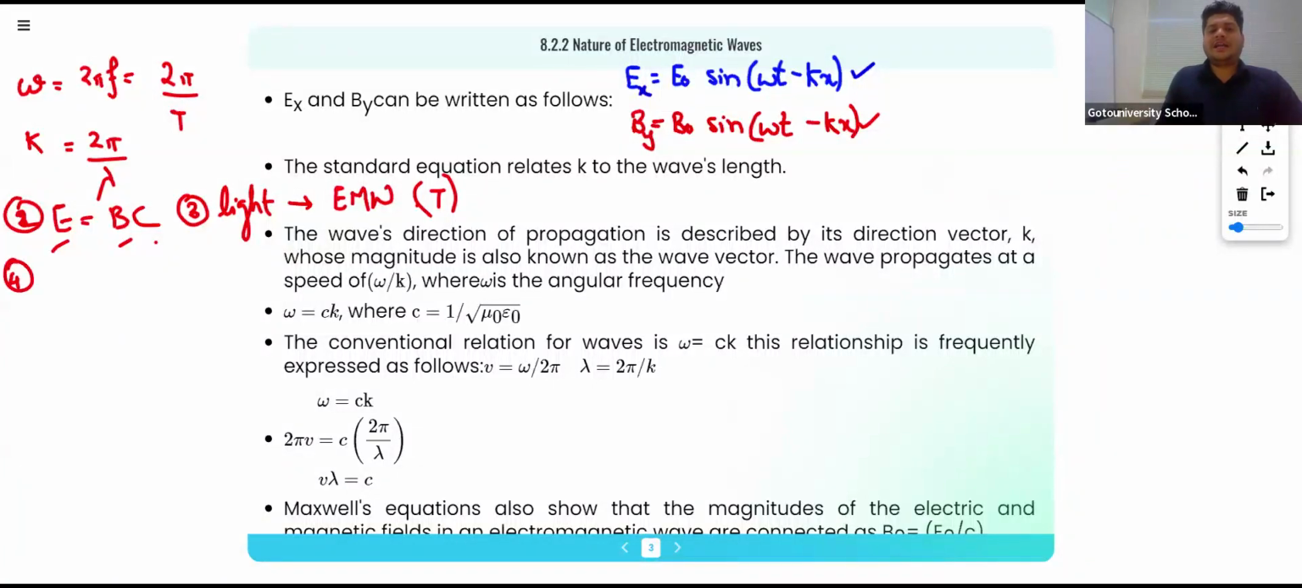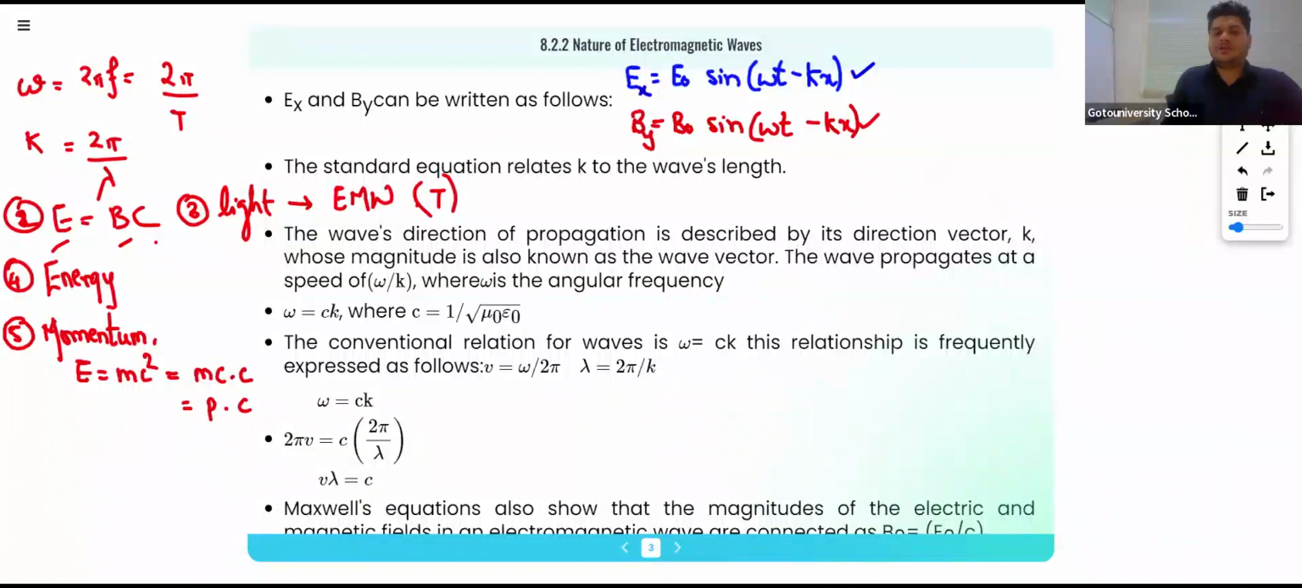Fourth, we studied that light is in the form of energy. Fifth, we studied about the momentum. What is momentum? E is equal to mc square, so this will be mc into c. So this will be equal to mass into velocity, which is momentum, into c. So your E is equal to pc, therefore P is equal to E upon c.